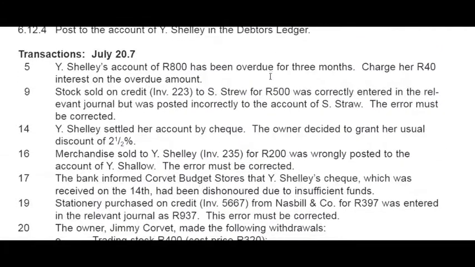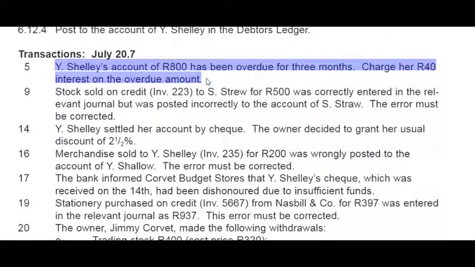So if we go and look at the transactions for July 2007, the first transaction took place on the 5th. It said that Y Shelley's account of 800 Rand has been overdue for 3 months, and you must charge her 40 Rand interest on the overdue amount. Okay, so this transaction is a general journal transaction because we are charging interest on a debtor's account and we will issue a journal voucher. Luckily for you, they gave you the interest value, so you didn't have to calculate it.